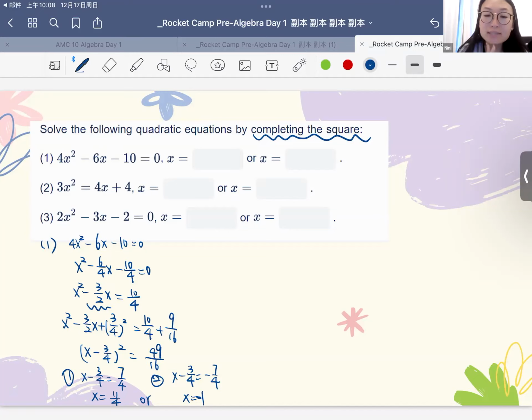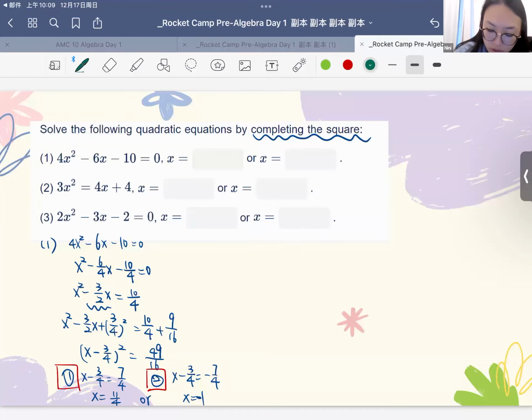And here is the hint. So for this type of questions, the first thing is to convert the coefficient for x squared to be 1. And then we need to add a term so that we can complete a perfect square. And then this part is very important. We always have two solutions for them, okay? And let's use the same method to solve for the second question together.